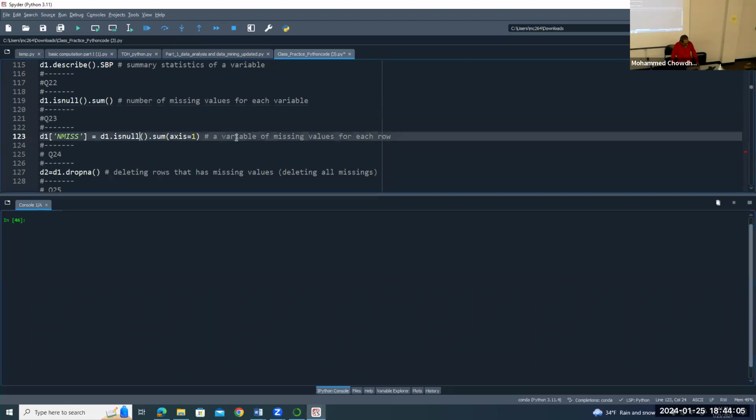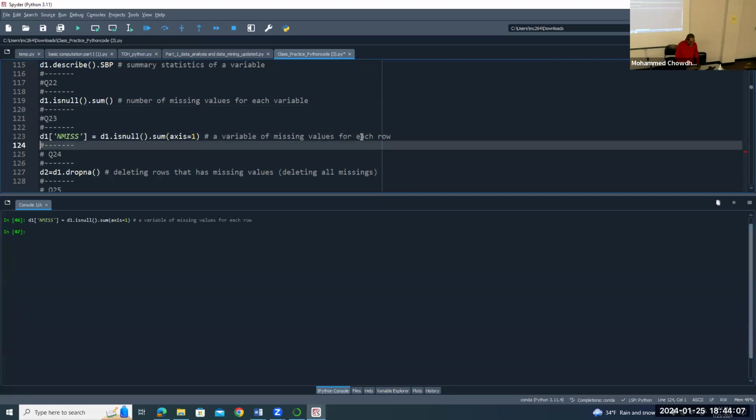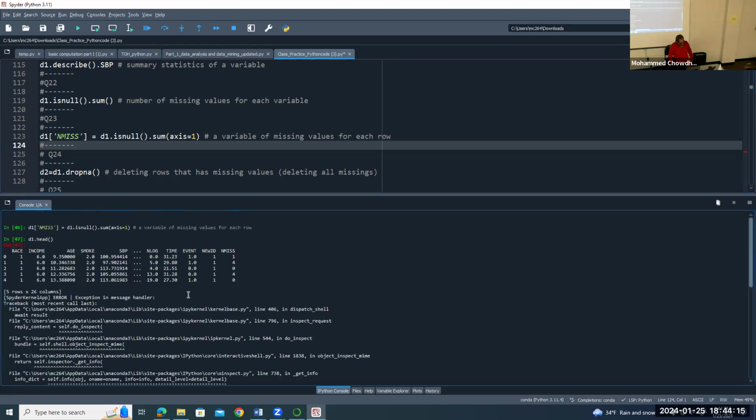So that could be done just like this. And if you take a look at D1 dot head now, you are seeing row number 1 has 1 missing, row number 2 has 4 missing, row number 3 has 0 missing, row number 4 has 4 missing, row number 5 has 0 missing. Okay, one line of code, right? One line of code. Python has the highest number of users. A lot of packages in there. Okay.